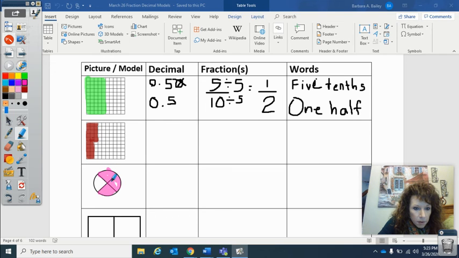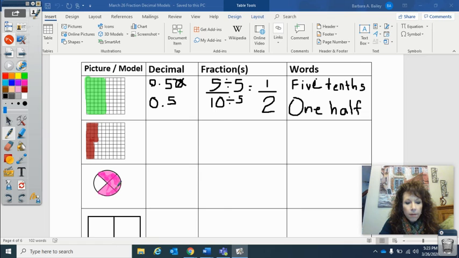So I think I just realized we should do this one together. All right, we're going to do this one together because I think it might be a little bit confusing. So here I'm going to do the circle together, but I'm going to let you guys try this one on your own after we stop the video.